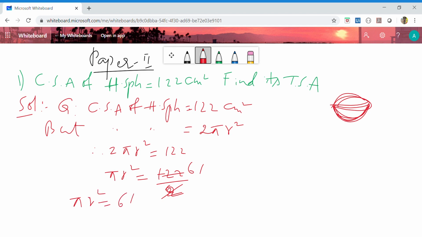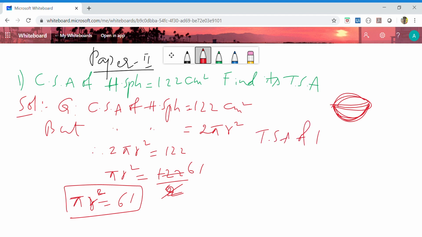Why am I not substituting the pi value and why am I not finding r? You see, because TSA is 3 pi r square. See, simply pi r square is there. That's why I found only the pi r square value. After getting pi r square, I'll find out TSA.